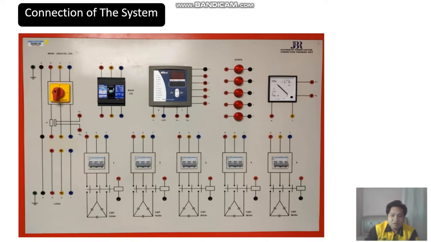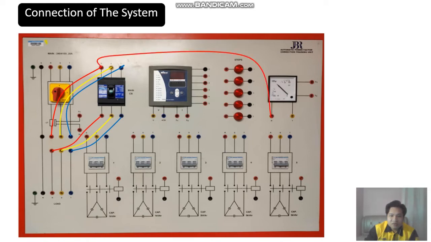circuit breaker phase by phase. We start with the red phase, yellow phase, and blue phase. After that, from our circuit breaker, we can head to our load, red phase, yellow phase, and blue phase. After that, we can connect it to our analog measurement unit.